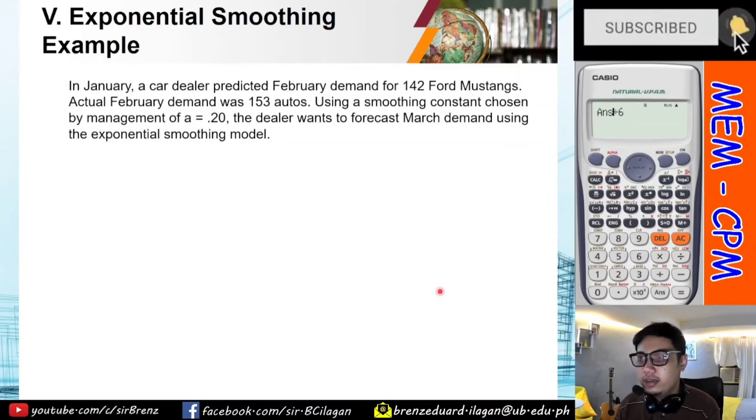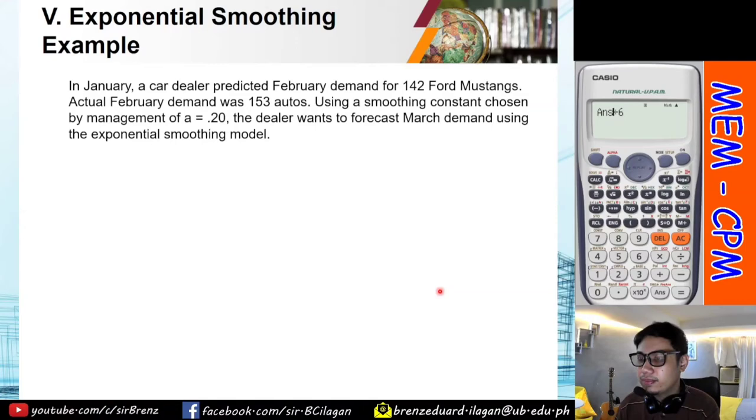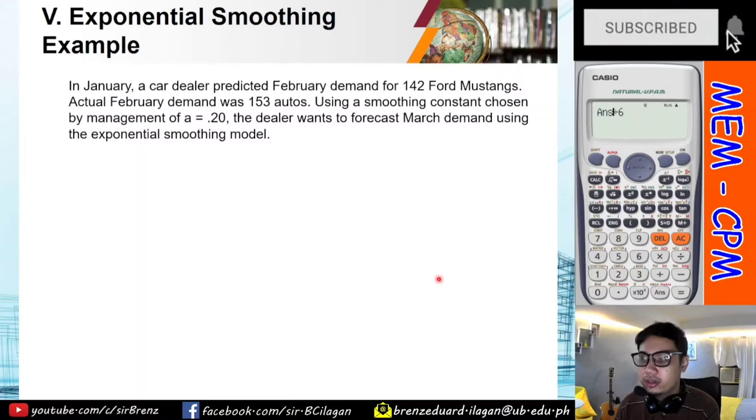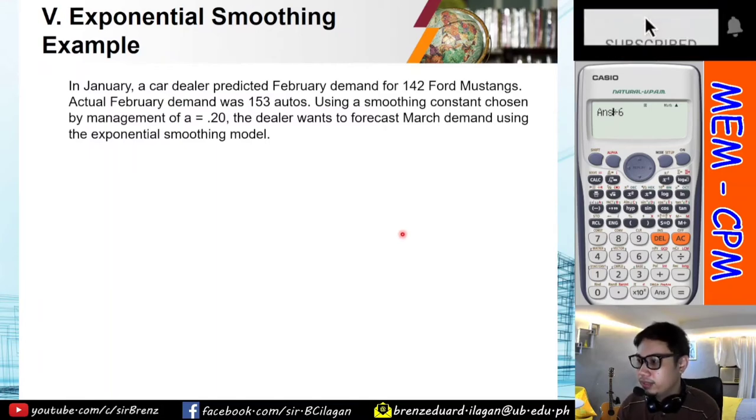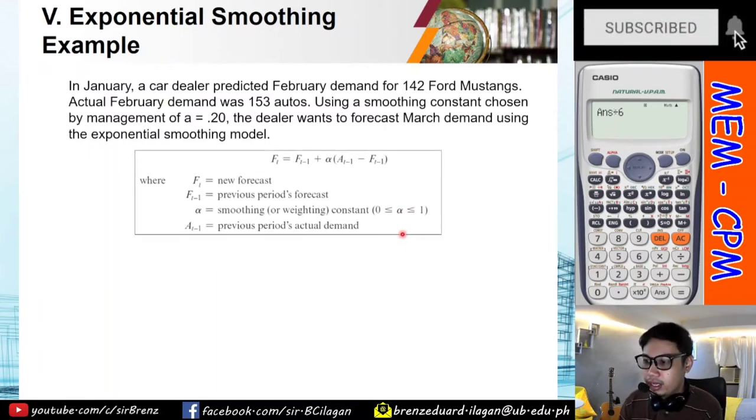So in January, a car dealer predicted February demand for 142 Ford Mustangs. The actual February demand was 153 autos. So using a smoothing constant chosen by the management of alpha is equal to 0.2. So the dealer wants to forecast the March demand using the exponential smoothing model. So again, here is the formula.